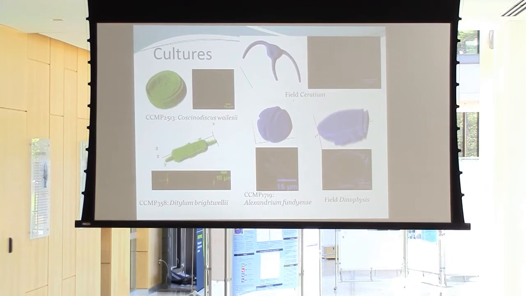So these are the 5 cell types that we used, 3 of which are cultures, represented by the CMP numbers, and 2 of which were natural samples that we collected off the coast of Maine. 2 of which are diatoms, the green ones, and the other 3 are dinoflagellates. And so you can see the shapes vary from cylinders to spheres to more complex shapes. And this is the one that we looked at with the distance mapping method.